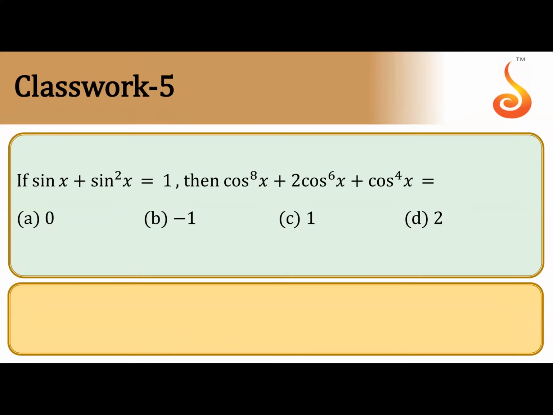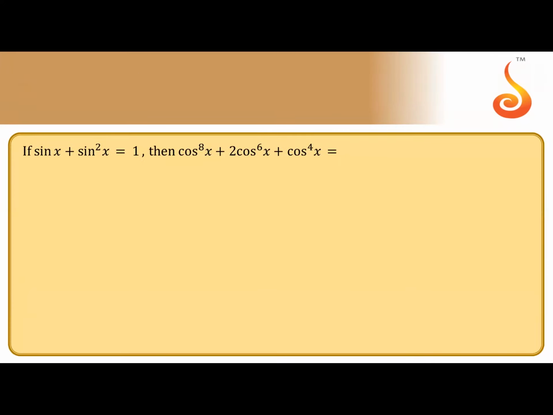Write the question: sin x plus sin square x is 1. Then what is the value of cos power 8 plus 2 cos power 6 plus cos power 4? Not squaring yet, wait a minute, I will explain. Take sin square to that side: sin x equals 1 minus sin square x, and 1 minus sin square is cos square x. Again squaring.